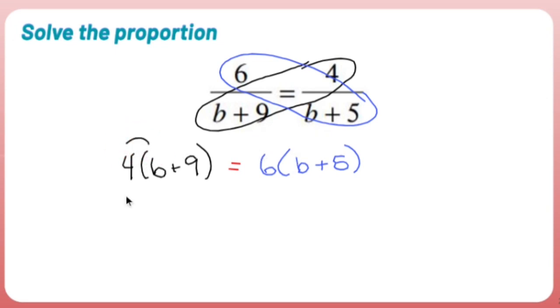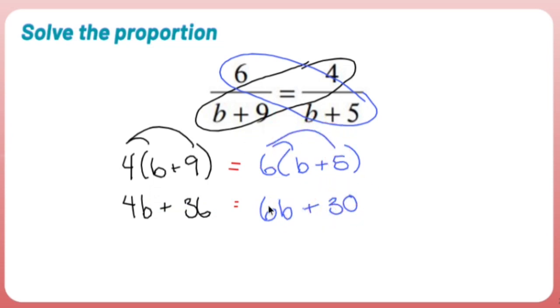So 4 times b is 4b. 4 times 9 is 36. That's going to equal 6 times b, which is 6b, and 6 times 5, which is 30. Now I have variables on both sides of the equal sign.